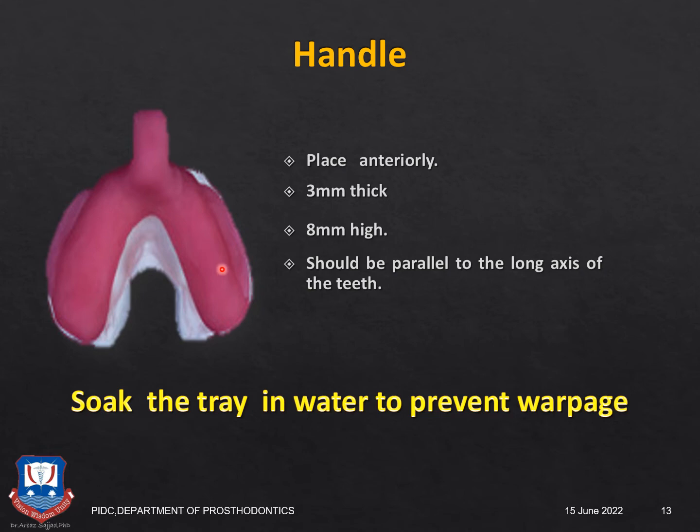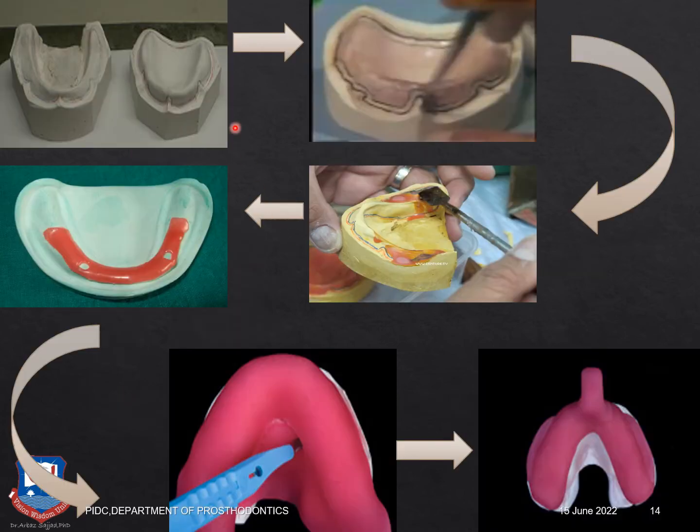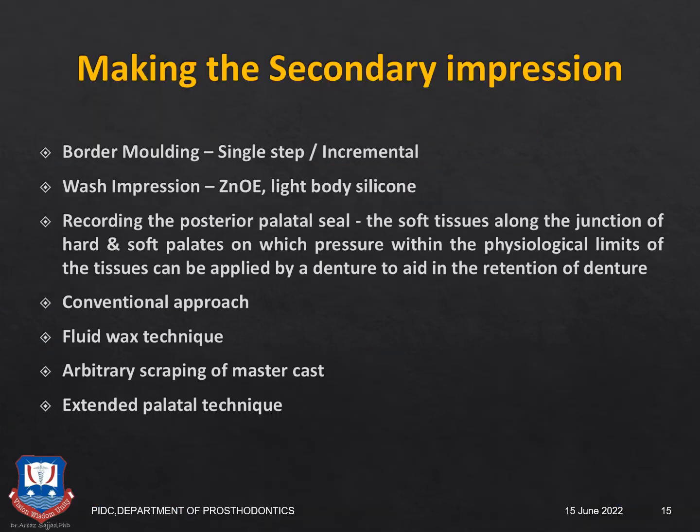So these were the steps in the fabrication of a custom tray. Here we can see in a nutshell the diagnostic cast, the wax spacers are made, the undercuts are blocked out, and the special tray is fabricated over the diagnostic cast.